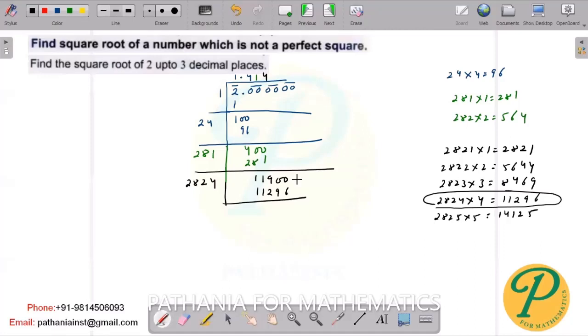Okay. Because we have to find out the square root up to 3 decimal places, we leave here, and the square root of 2 is your answer, right?